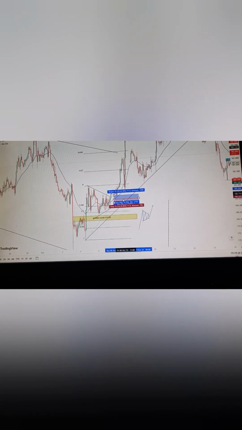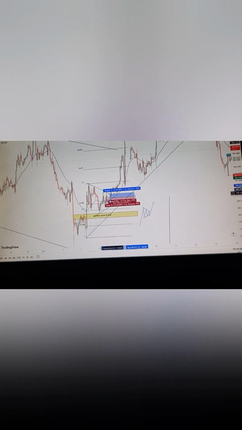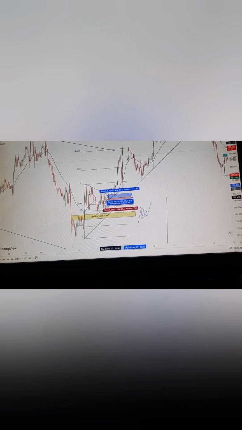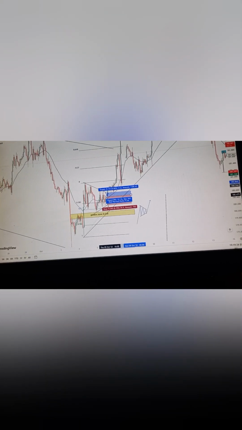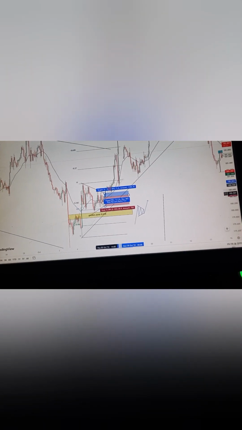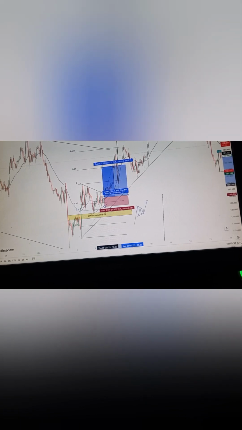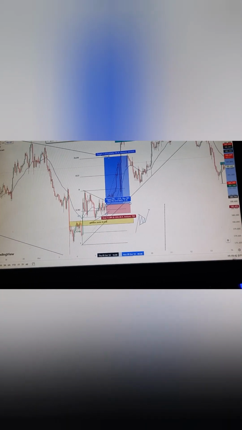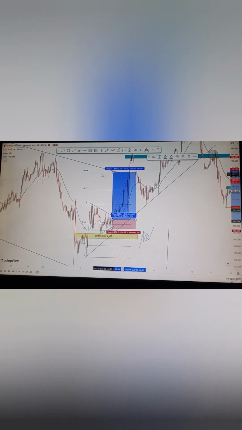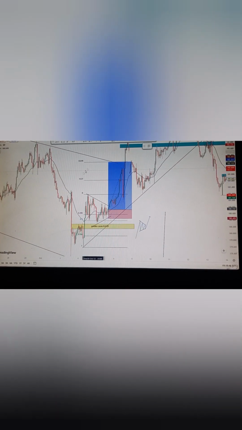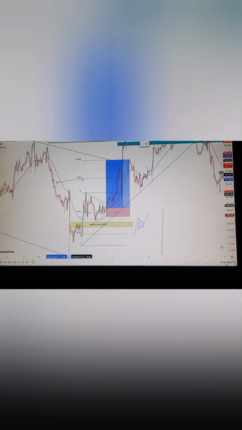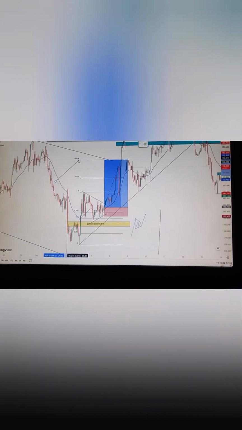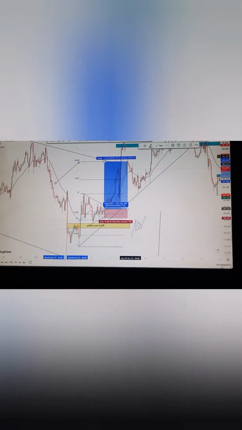But as you can see, we would have entered right here with a stop loss beneath the 38.1 level, about 28 pips, and I take profit here at our second take profit extension level. The negative 28 acts as your first take profit, and the 618 as the second one, right?